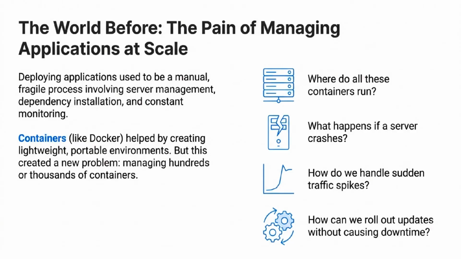Now, we weren't managing 5 or 10 environments. We were managing hundreds or thousands. Suddenly, new problems appeared everywhere. Where do all these containers actually run? What happens if one of the servers hosting them crashes? How do we handle sudden traffic spikes without everything falling over? And how do we roll out updates without causing downtime and angry users? This was the world before Kubernetes, a world filled with questions, but not many answers.